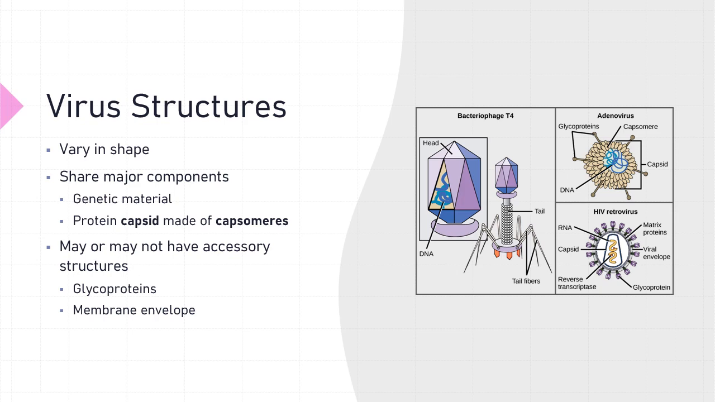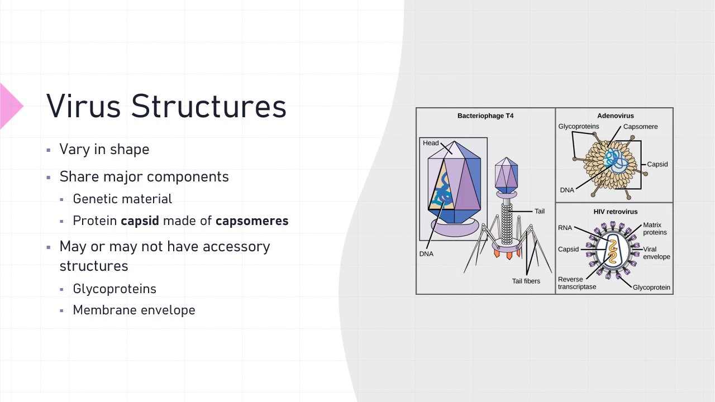They can vary from relatively simple helical structures to icosahedral shapes and even these crazy spaceship-looking ones like this T4 bacteriophage here. In addition to the genetic material, they all contain a protein capsid made up of individual protein subunits called capsomeres. There may or may not be additional structures, such as the glycoproteins and membrane envelope that you can see here on this HIV virus, for example.